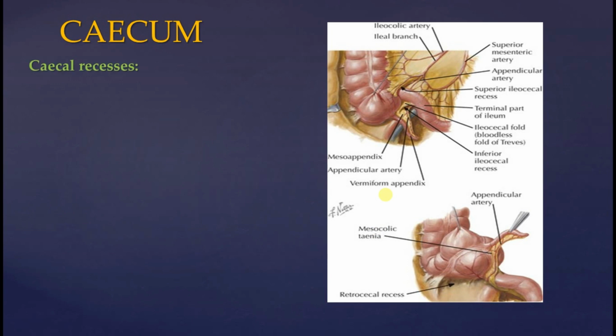Coming to the cecal recesses, we all know what peritoneal recesses are. They are pockets of peritoneum raised by folds. When a fold of peritoneum is raised, mostly by a blood vessel, you get a small recess or space, which is called the cecal recess.